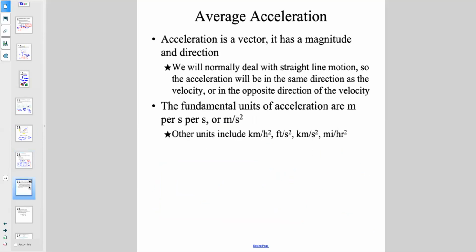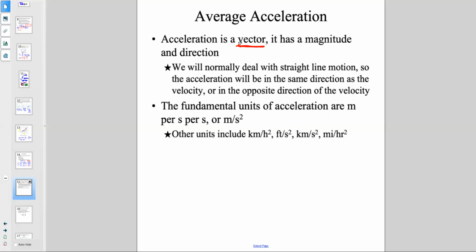Okay, average acceleration. Acceleration is a vector, as we said, so it has a magnitude and direction. We will normally deal with straight line motion, so the acceleration will be in the same direction as the velocity or in the opposite direction of the velocity. The fundamental unit of acceleration is meters per second squared.